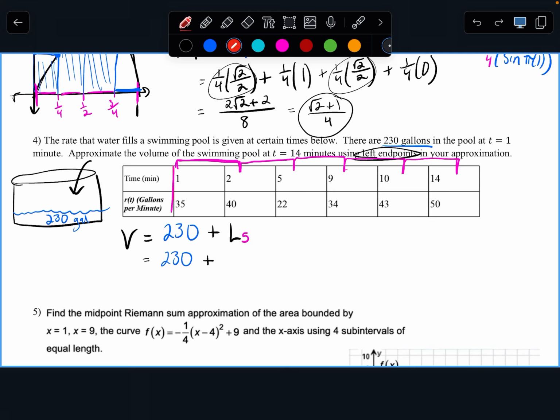I'm going to do colors. This would be my first one, wouldn't it? This guy, between 1 and 2. The width of this guy is 1, right? Because I'm going between 1 and 2. So the width is 1. And the height, if I'm using left, would be 35.